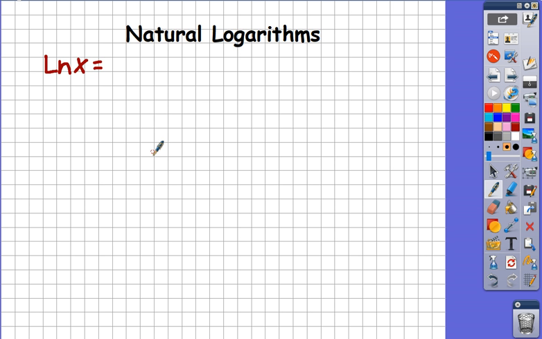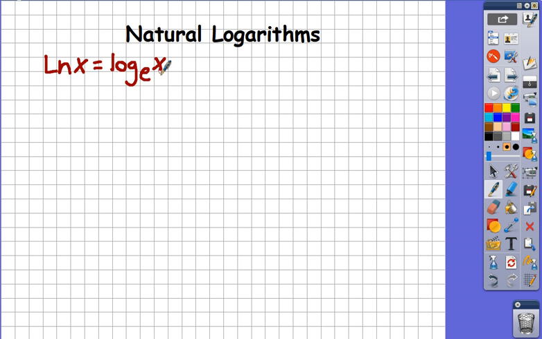Natural logarithms. Natural logs. Okay, so we're going to start with ln of x. And we're trying to remember, what does ln of x mean? Well, remember, the natural log of x, or ln, really means log base e. That's the only difference. It's just log base e.